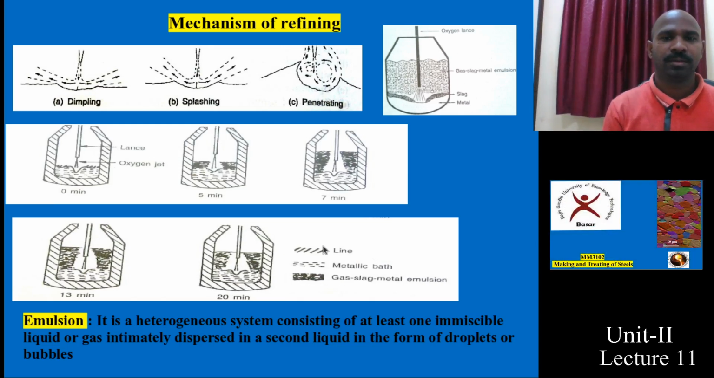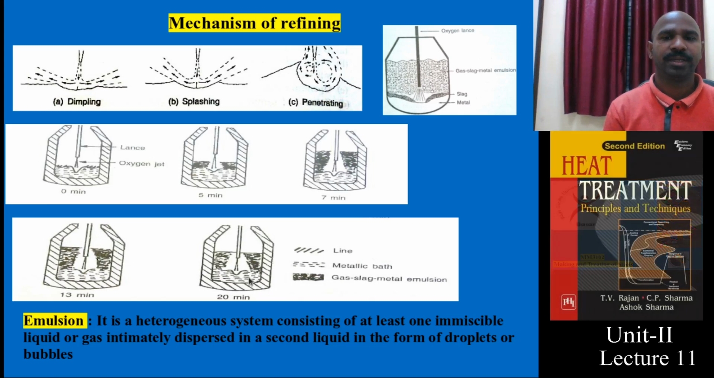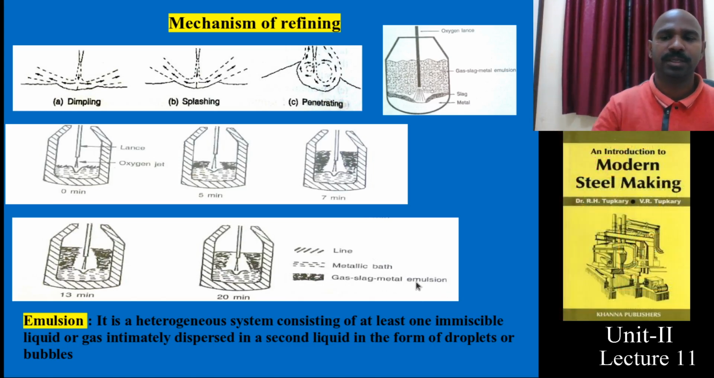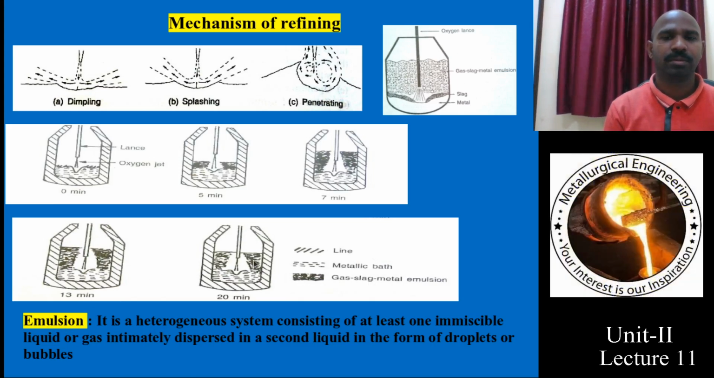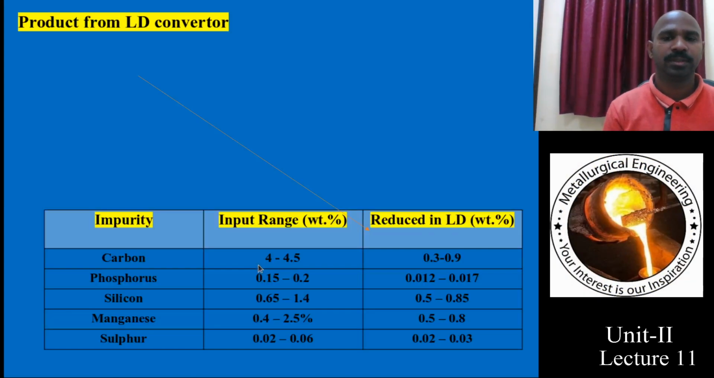These scratch lines belong to the refractory lining, and this is the molten metal bath of steel, and this particular region is the interface of the slag-metal reaction. A combination of gas and liquid is called an emulsion. These things will also form in this situation.